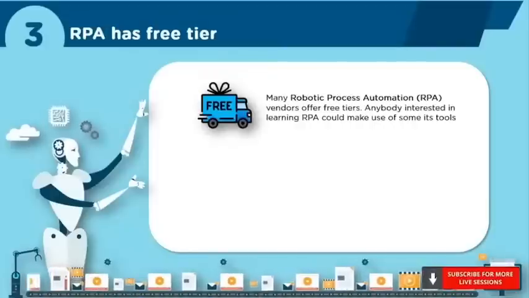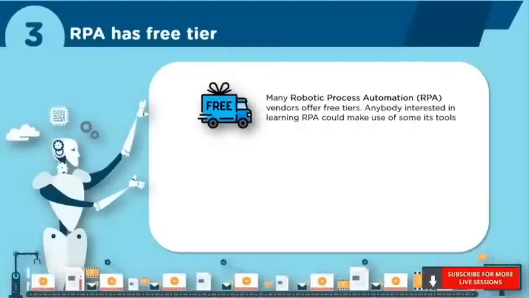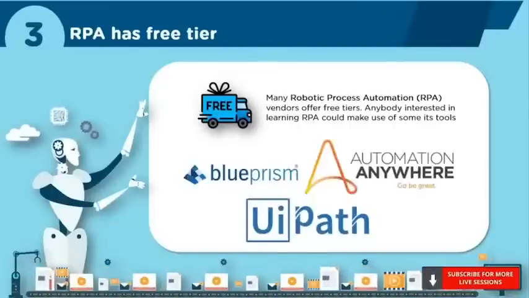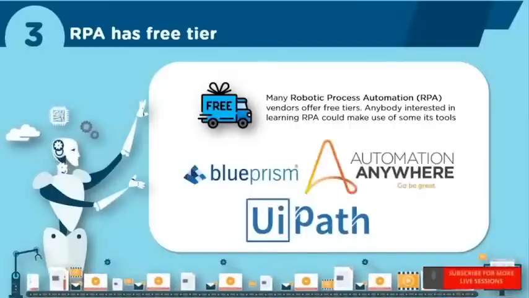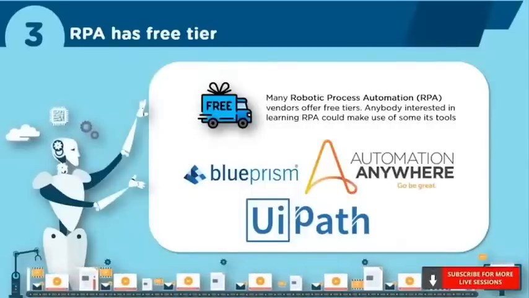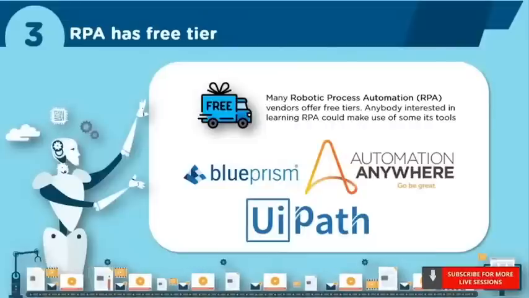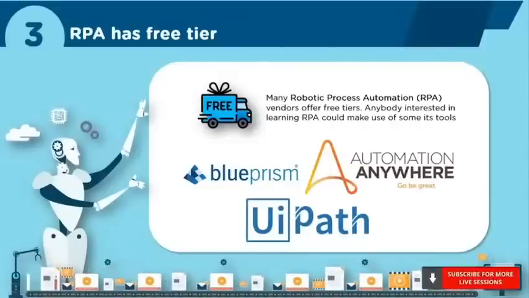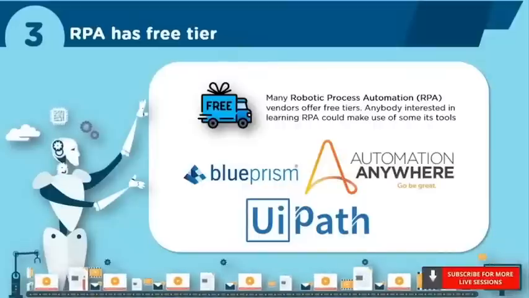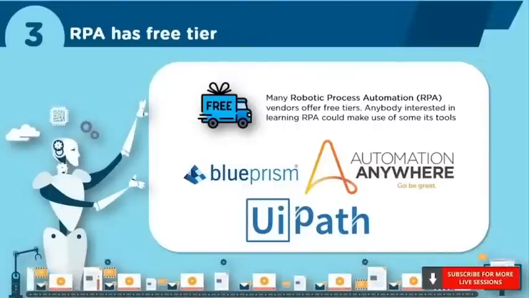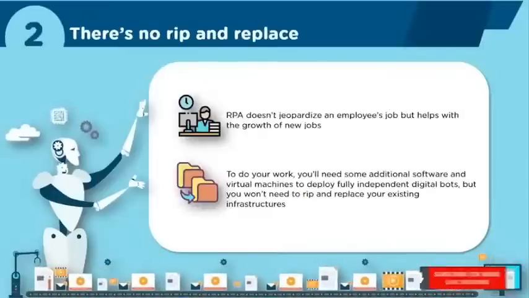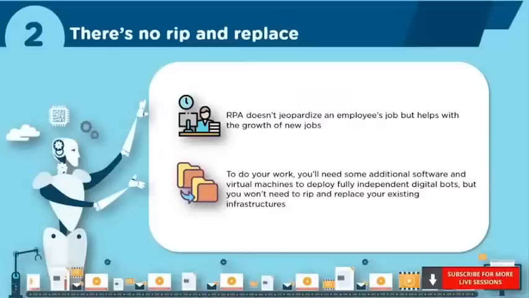RPA has a free tier. Many RPA vendors offer free tiers. Some of these vendors are Blue Prism, Automation Anywhere, UiPath, among others. These RPA software vendors are offering free RPA software, notably UiPath with their Community Edition and WorkFusion with their RPA Express. This helps lower the total cost of ownership. There's no rip and replace.